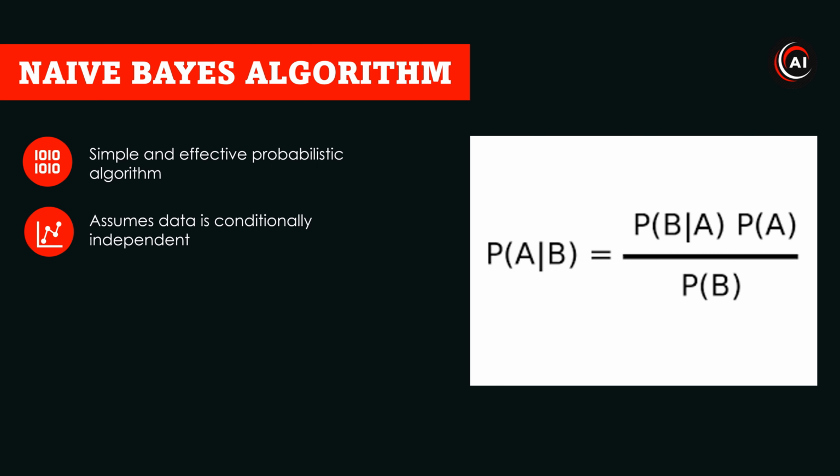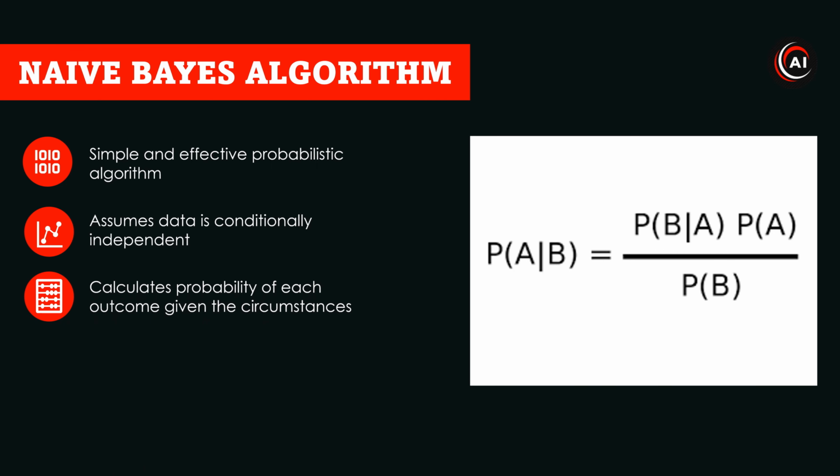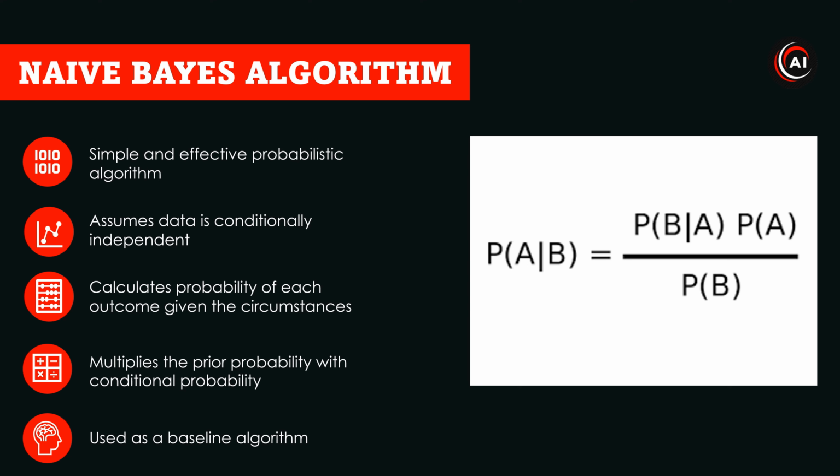The algorithm works by calculating the probability of each class, given the observed features of a data point, and selecting the class with the highest probability as the predicted class. This is done by multiplying the prior probability of the class with the conditional probability of each feature given the class, and then normalizing the result to obtain a probability distribution over all classes. Despite its simplicity and the naive assumption it makes, naive Bayes can perform surprisingly well on a wide range of classification tasks, and is often used as a baseline algorithm for comparison with more complex models.